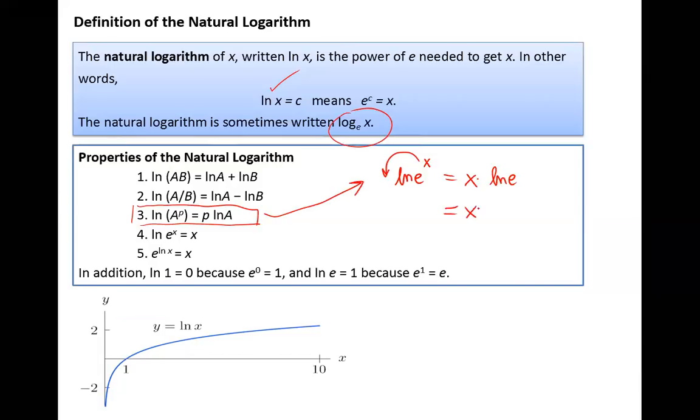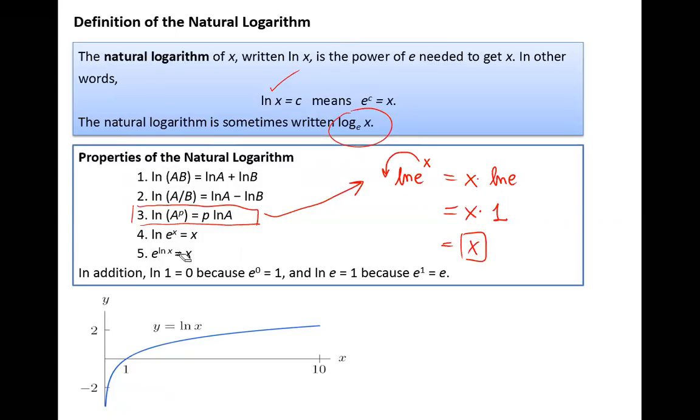We all know that the natural log of e is 1, because e to the power of what number gives back e? That's the reason we like to take the natural log of both sides. But ln of e to the power of x is just x. This is property number 5.